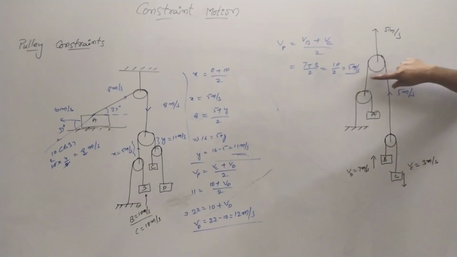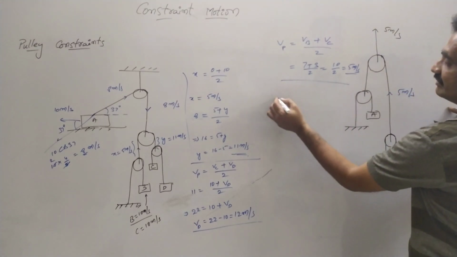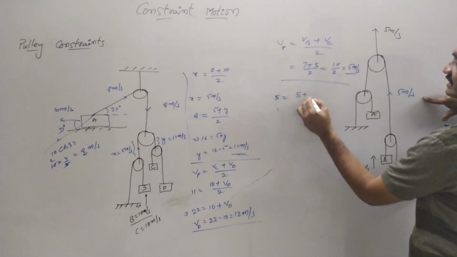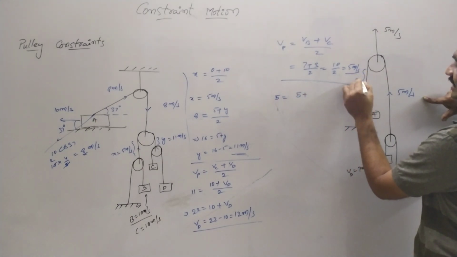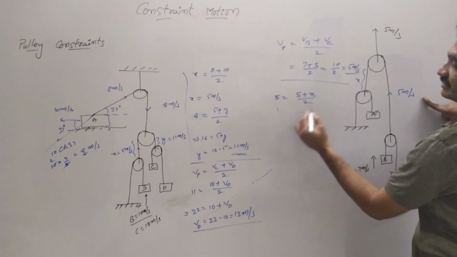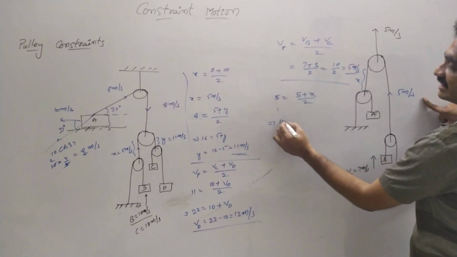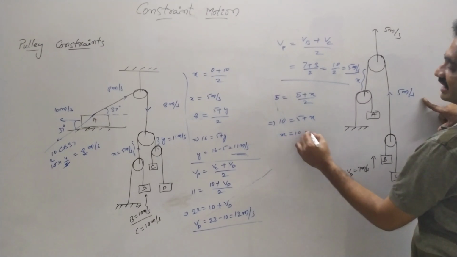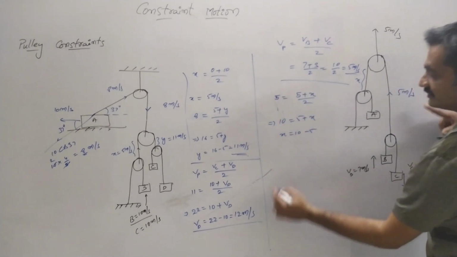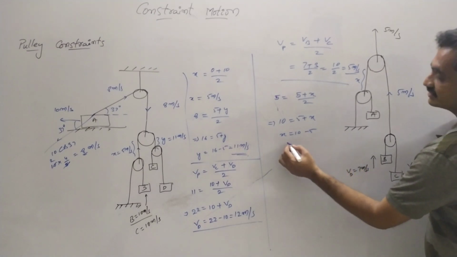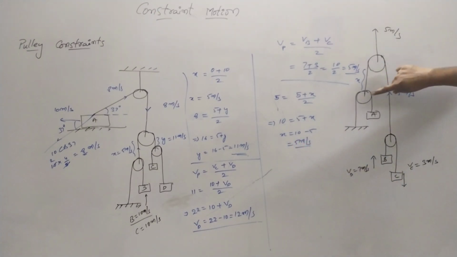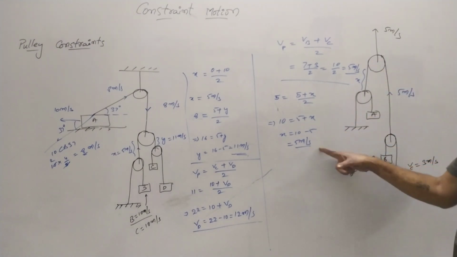Now based on this, we have to represent the velocity of this pulley at this point. We know that the velocity of the pulley, which is nothing but 5, equals 5 plus, let us consider it as x, by 2, which is nothing but 10 equals 5 plus x, so x equals 10 minus 5. So here we have 5 meter per second. So the velocity of this pulley is 5 meter per second.